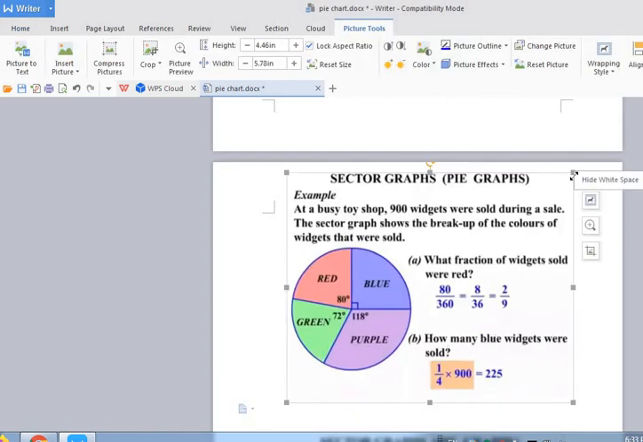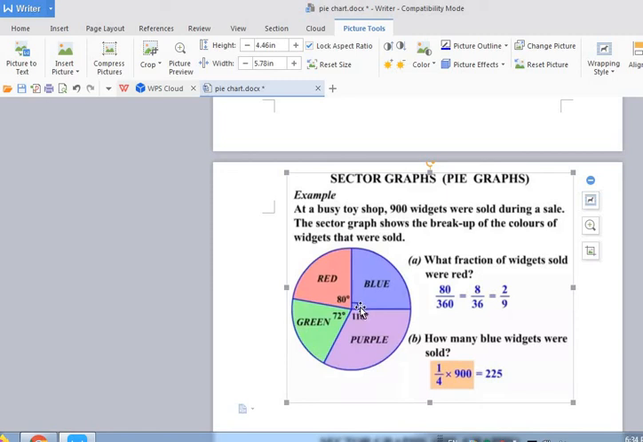It's very easy, I know. How many blue widgets were sold? I want to look for the blue. Yes, in this one I want you to focus with me. I have the quarter. Can you see this circle? The perpendicular measure is 90 degrees.